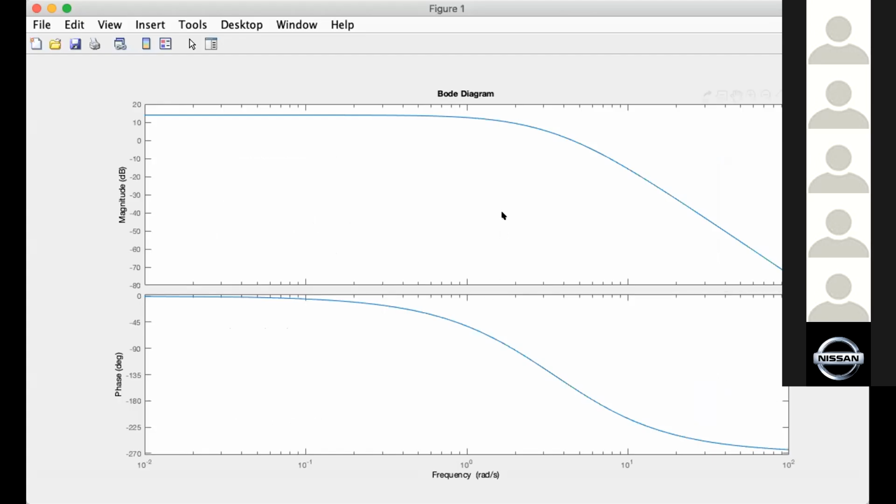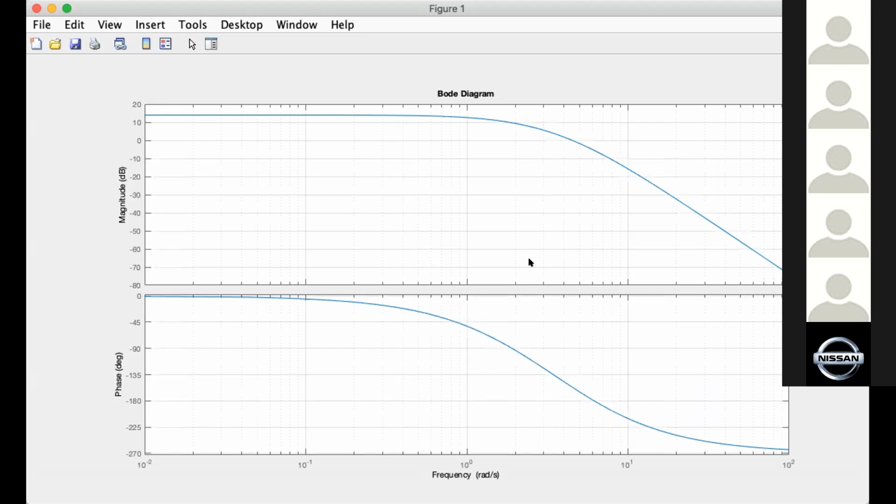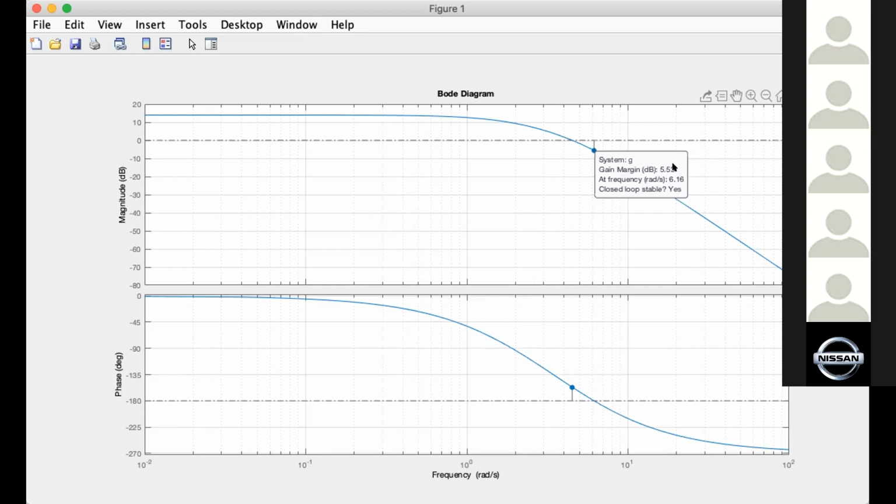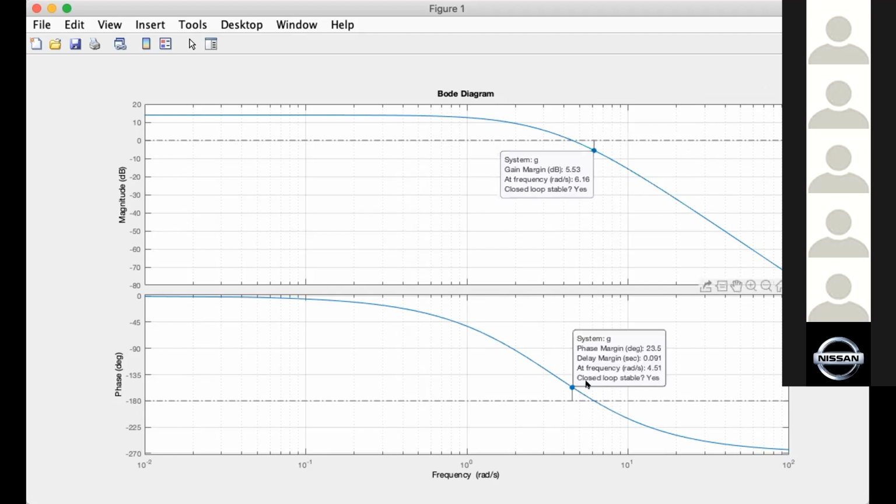Can you see the plot? Yes. Okay, find the characteristics. There you go. There is your gain margin and your phase margin. This one is gain margin, positive 5.53. And this one is your phase margin, 23.5 degrees positive.